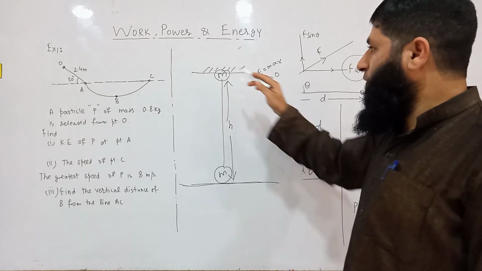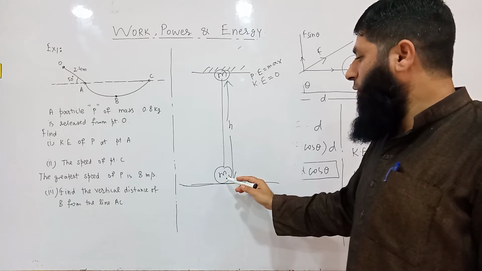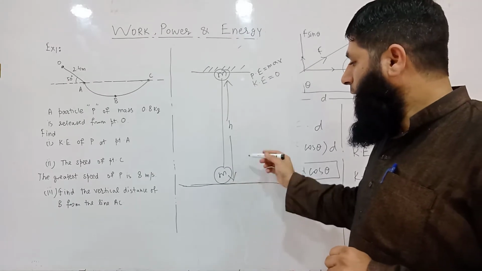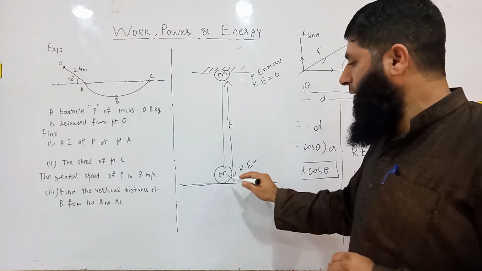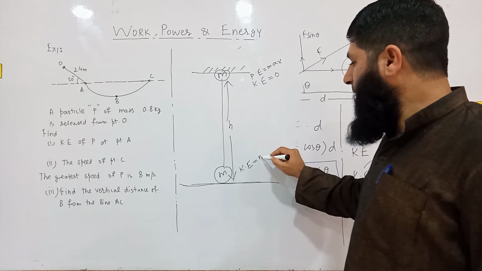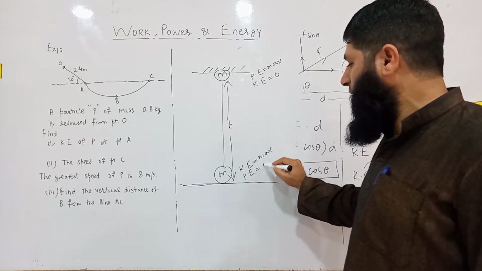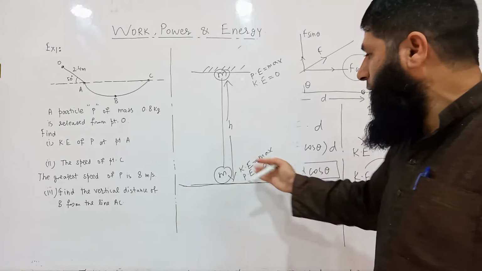And if you release this body from this point, and if this body hits the ground, just before hitting the ground, this body will have maximum velocity. So just before hitting the ground, this body will have maximum kinetic energy, and potential energy will become 0 because just before hitting the ground, the height is almost 0. So potential energy will be 0 at this point.